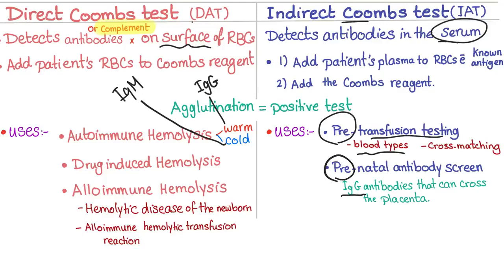That said, direct antiglobulin test and indirect test. Direct detects antibodies or complement on the surface of red blood cells; indirect detects antibodies in the serum. That's it.